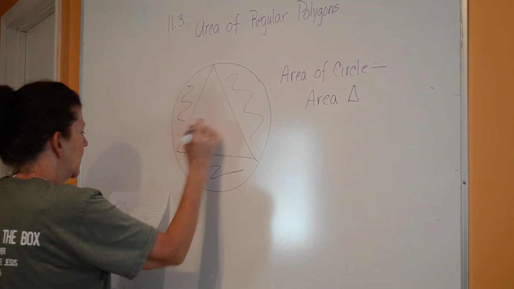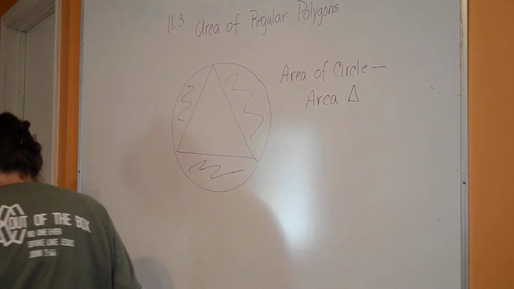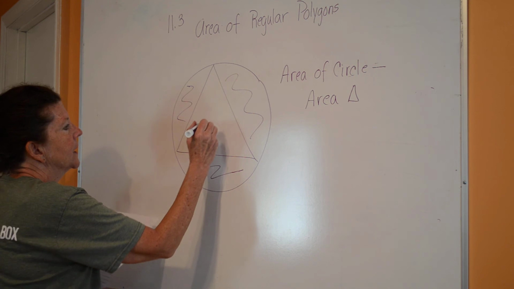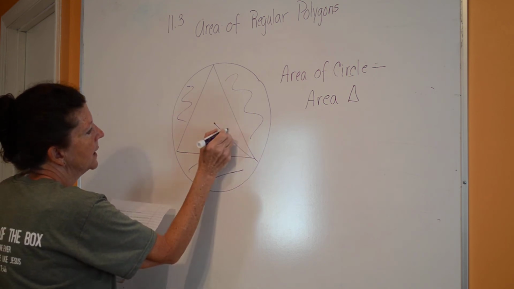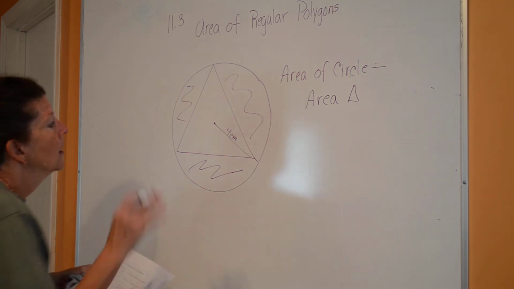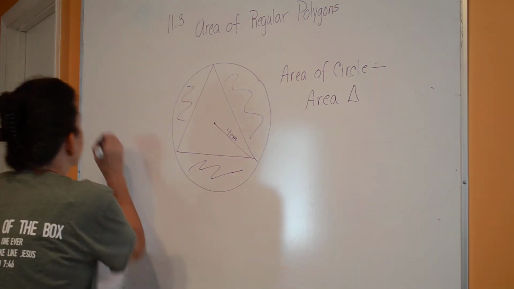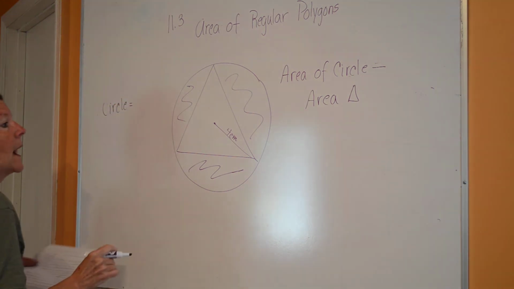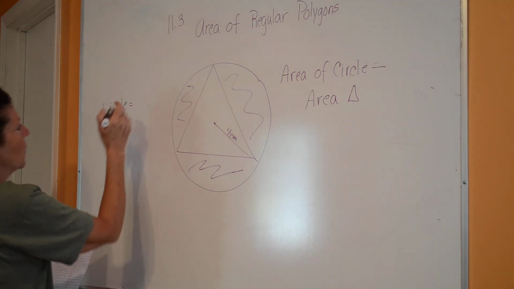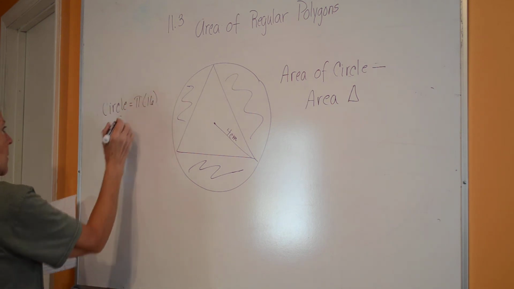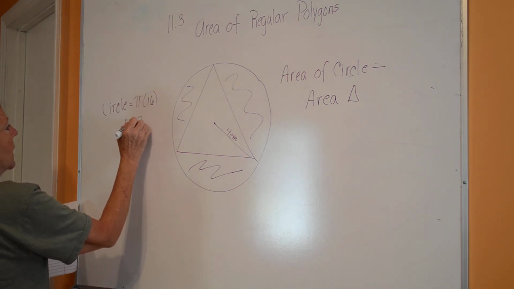It does tell me that from here to here is 4 centimeters. That's about all I know. That's enough to tell me the area of the circle. So the circle is going to be pi r squared, where the r is the 4, so pi times 16. So the area of the circle is 50.3.